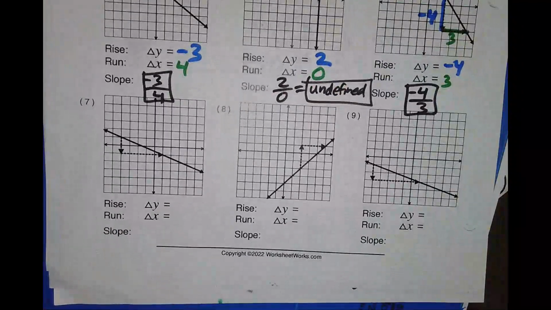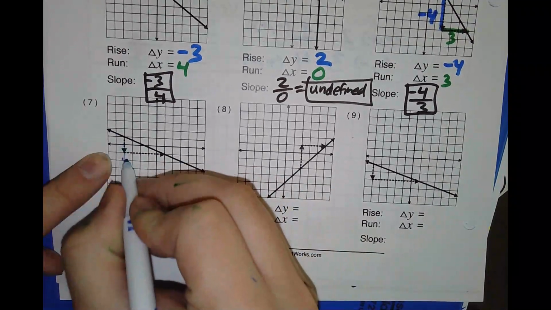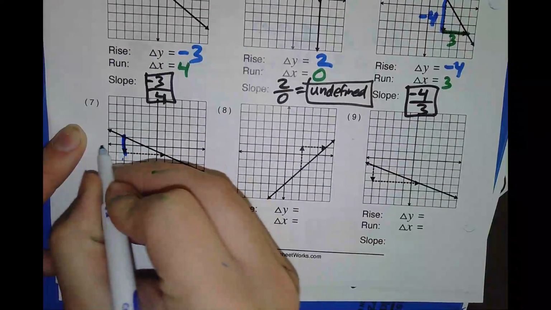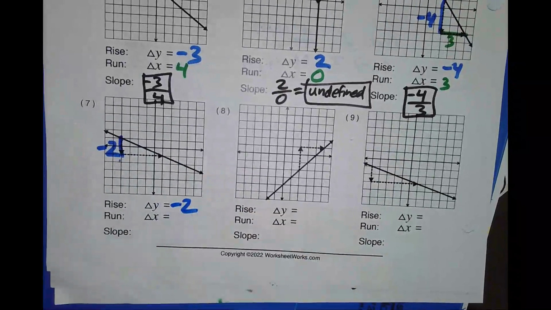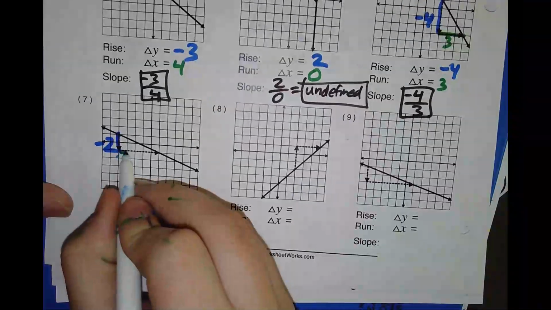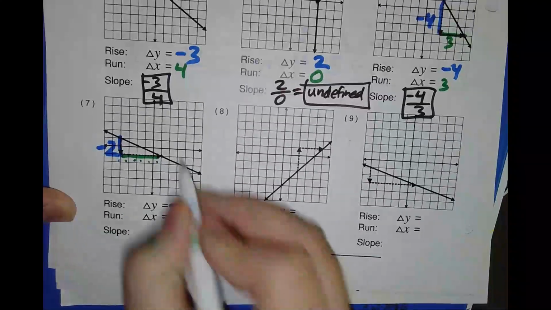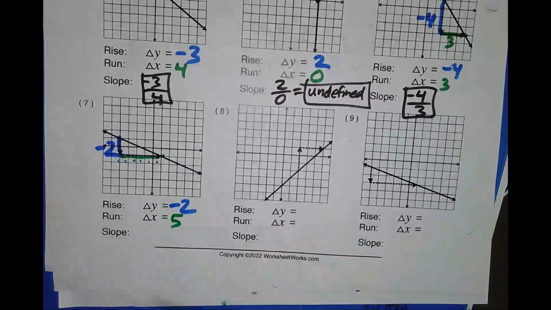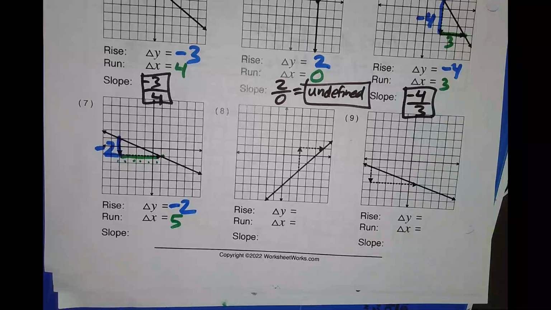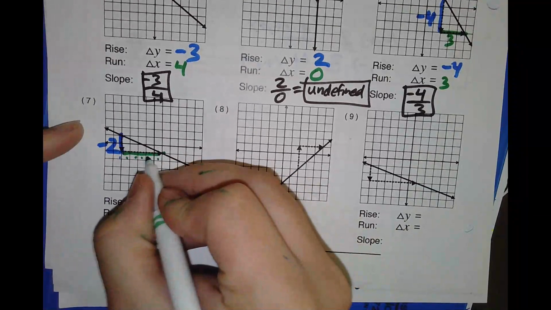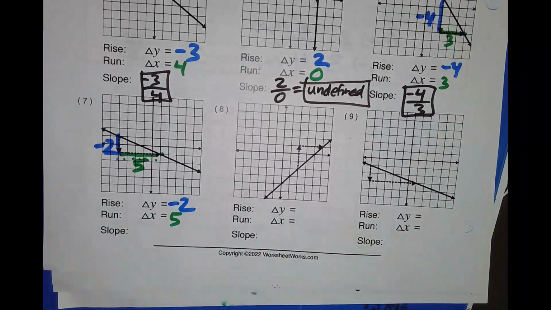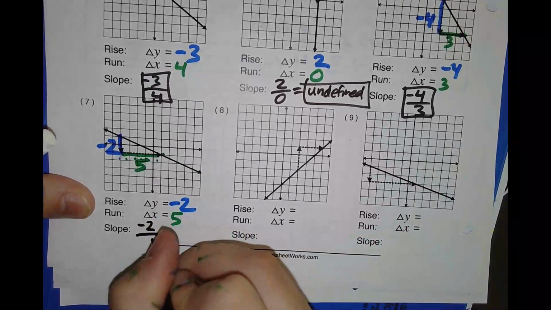Okay, let's check our answers for these last 3 problems. What was the vertical change for number 7 here? Negative 2. What was the horizontal change, the run? 1, 2, 3, 4, 5 boxes. Count carefully, because it's pretty easy to count incorrectly. But the correct answer for this one, if you got it, nicely done. It's negative 2 over 5.